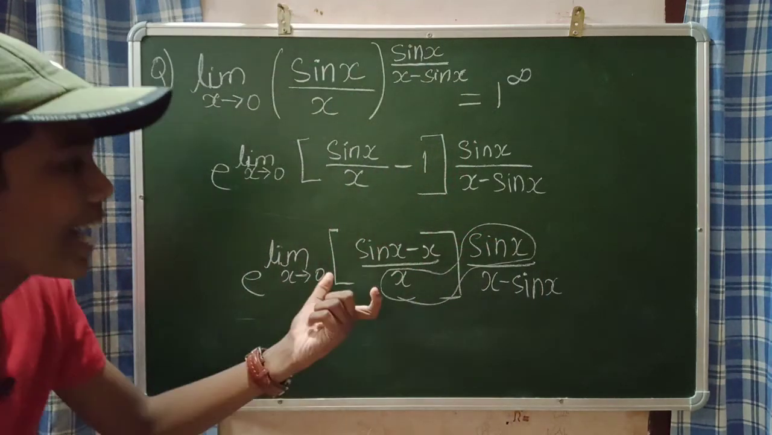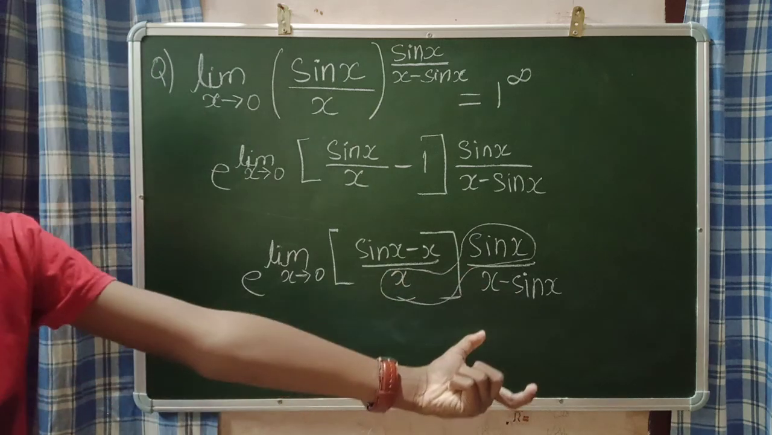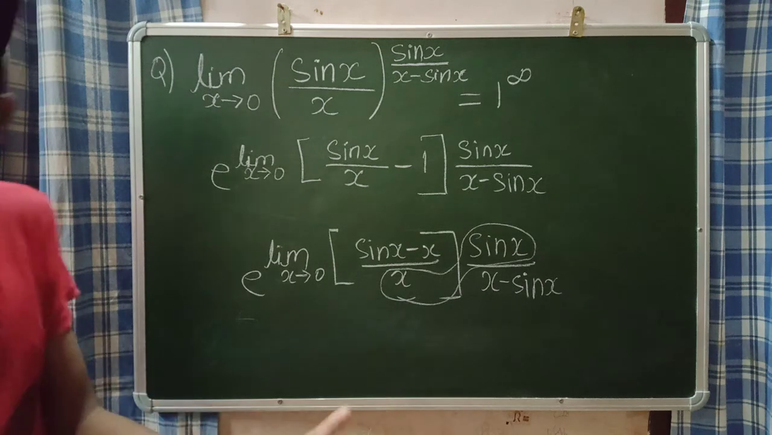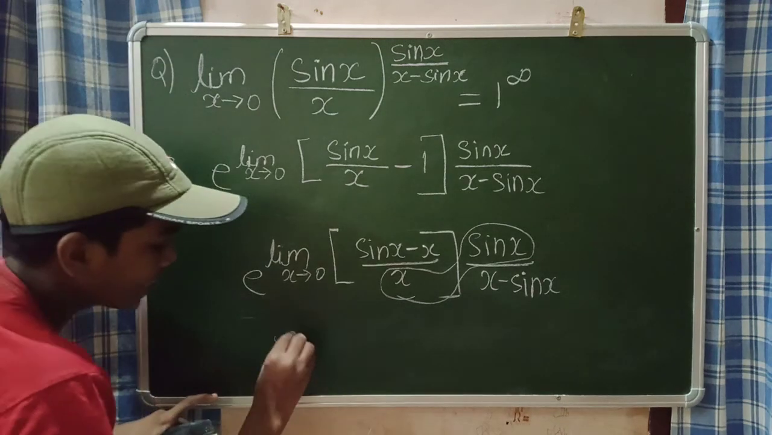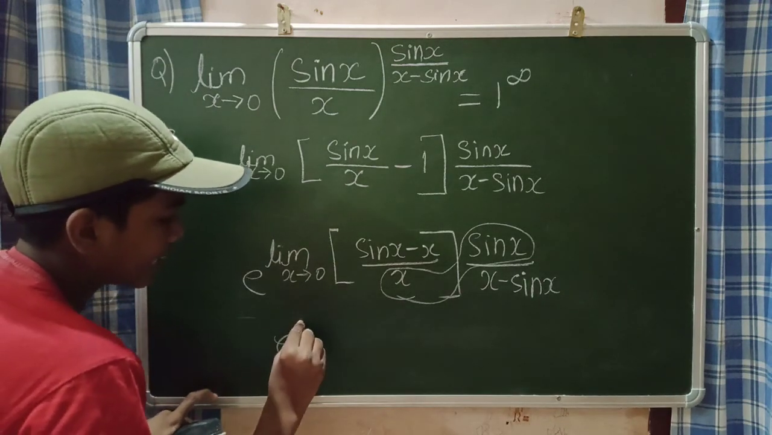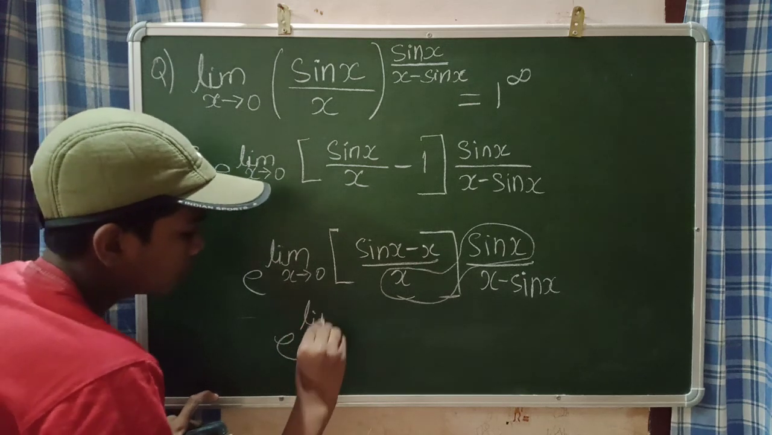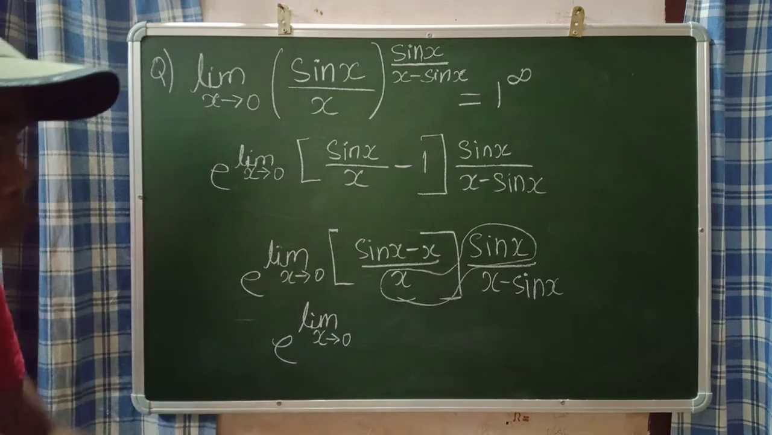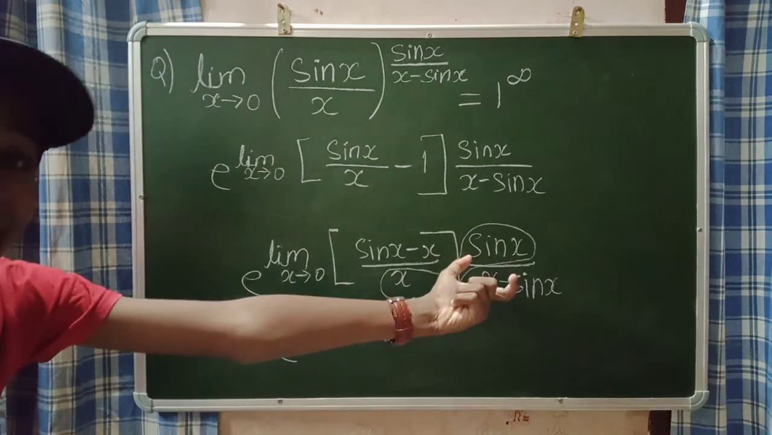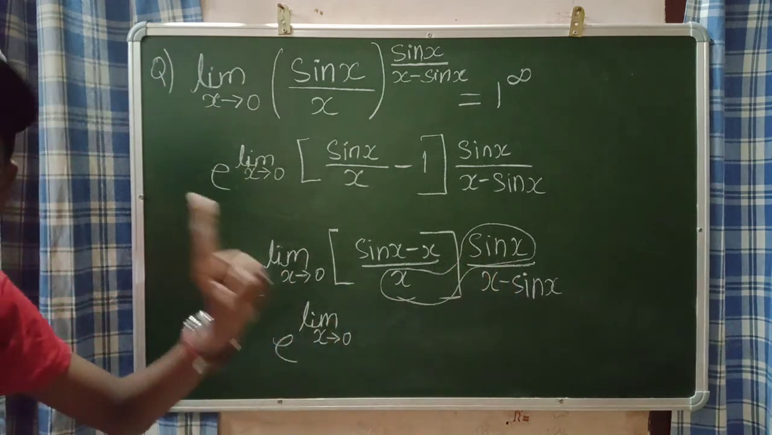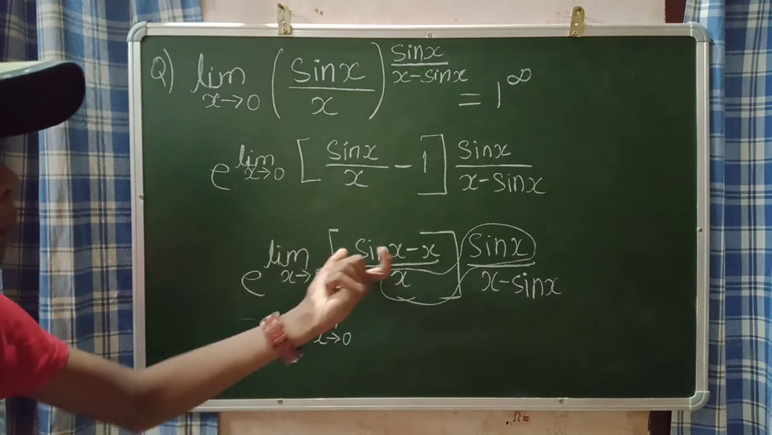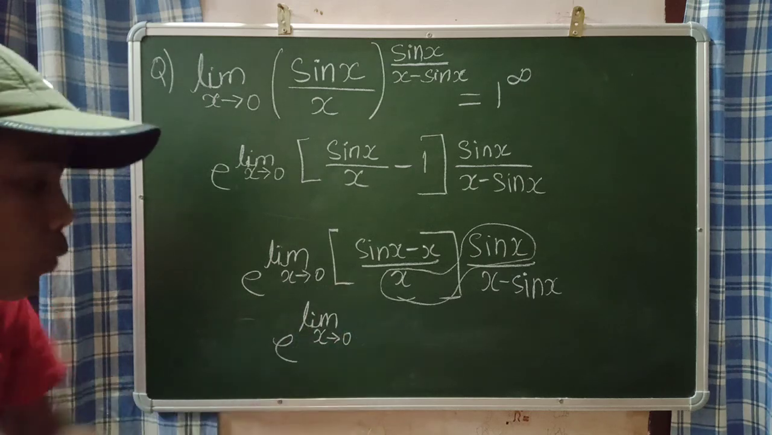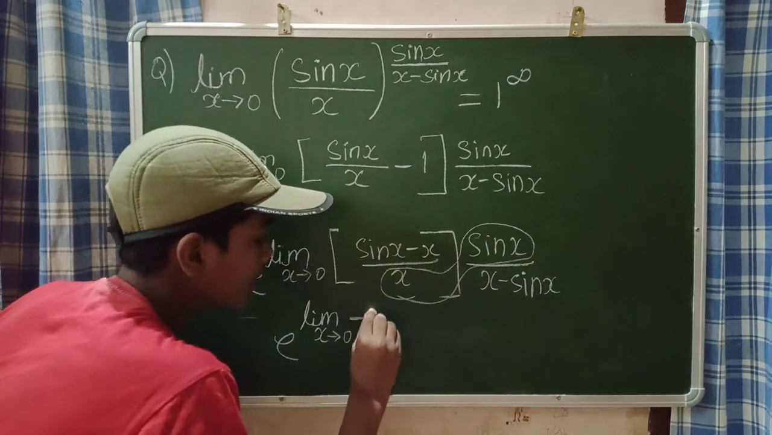Now what will be (sin x minus x) divided by (x minus sin x)? That will be minus 1. So I can write this Euler's constant as e to the power of the limit of x tends to 0 of 1, where 1 is sin x divided by x when x tends to 0, into minus 1, because (sin x minus x) divided by (x minus sin x) is minus 1. So 1 into minus 1 will be minus 1 only.